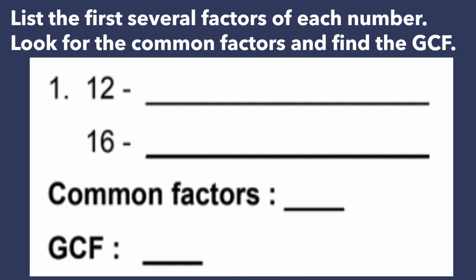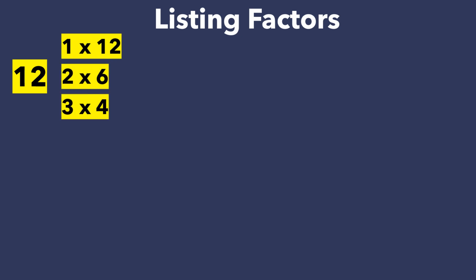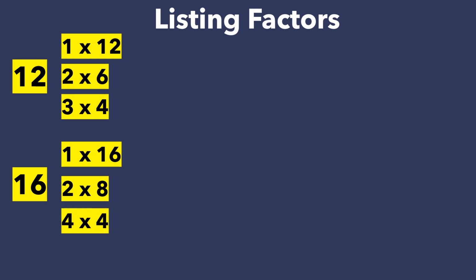Okay, let us try this example. List the factors of each number. Look for the common factors and find the GCF. For number 1, we have 12 and 16. By listing the factors, we have 1 times 12, 2 times 6, and 3 times 4 for 12. For 16, we have 1 times 16, 2 times 8, and 4 times 4.